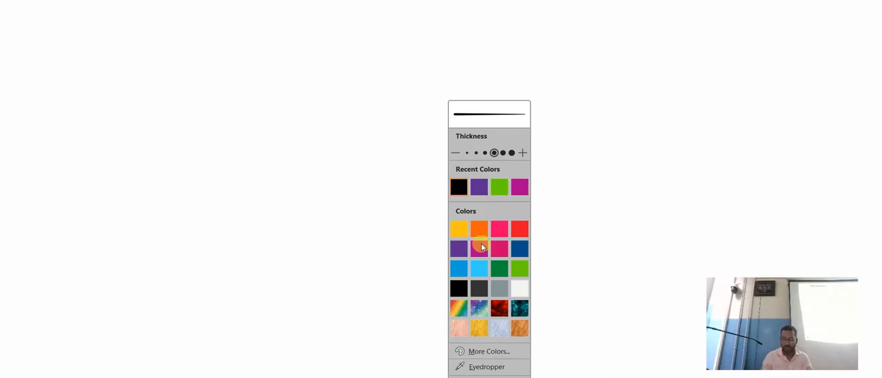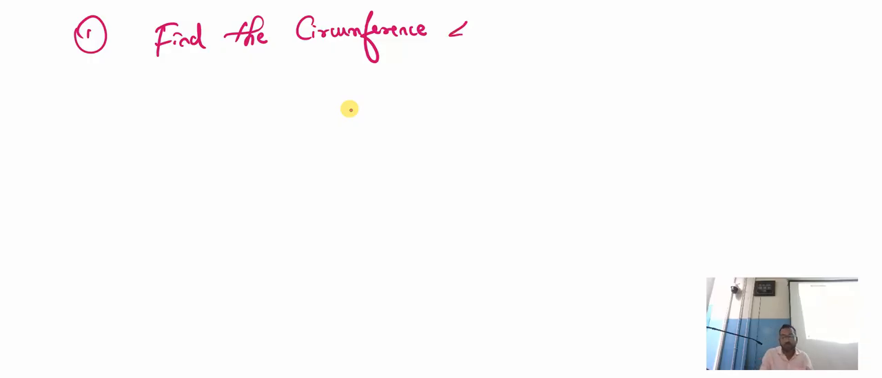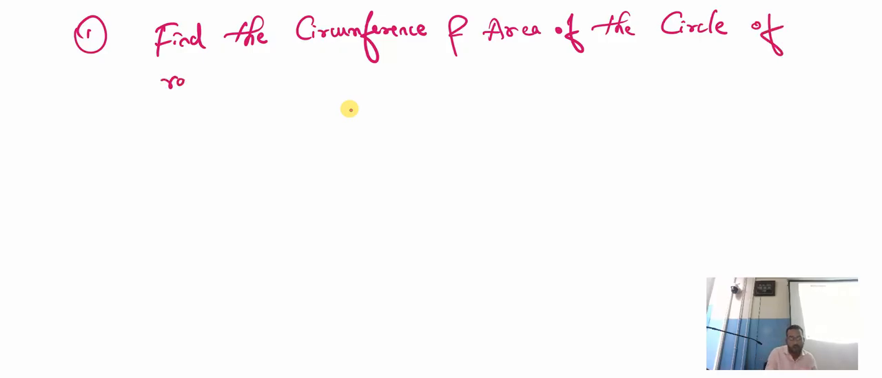Take down the question. Find the circumference and area of the circle of radius 17.5 centimeters.